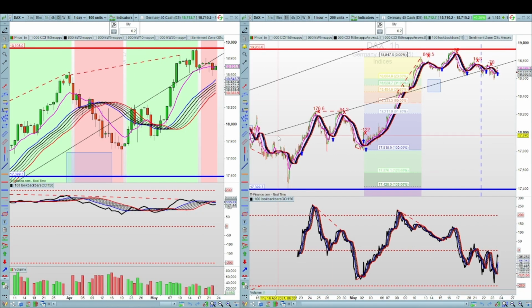Now if we go to the hourly chart, if you're trading on the hourly, you can see that we only trade in the direction of the daily. So in this case, we're going short only. So we're going to change that to short positioning.